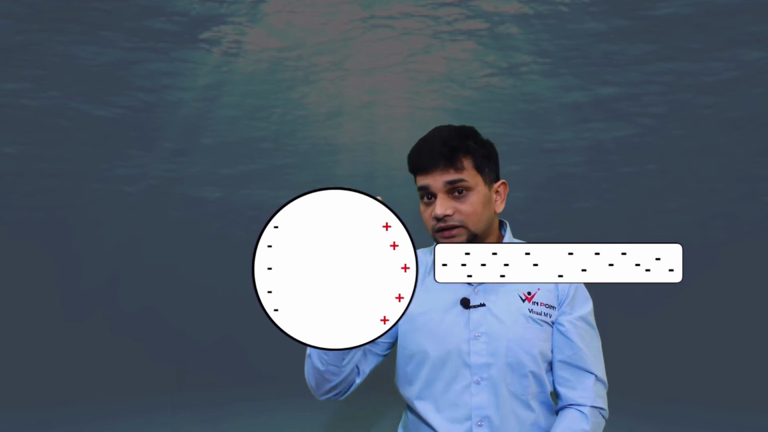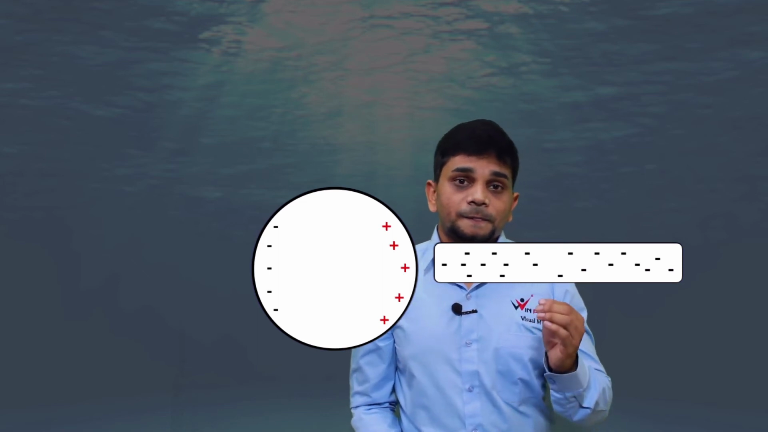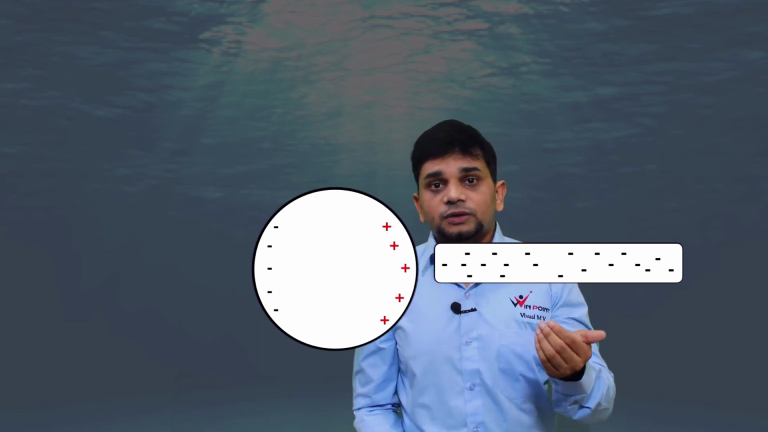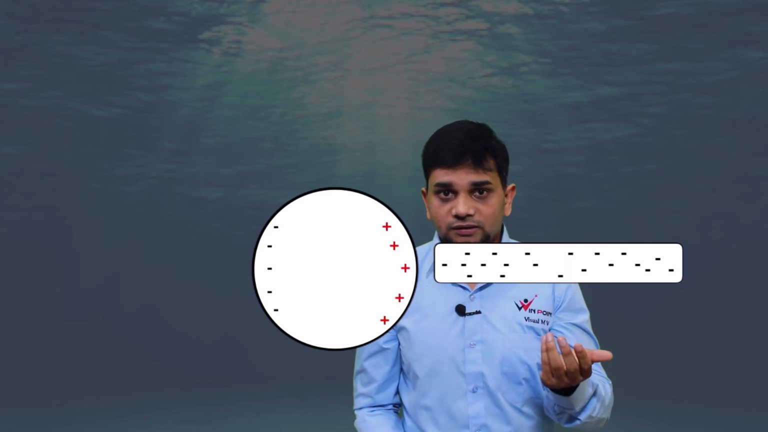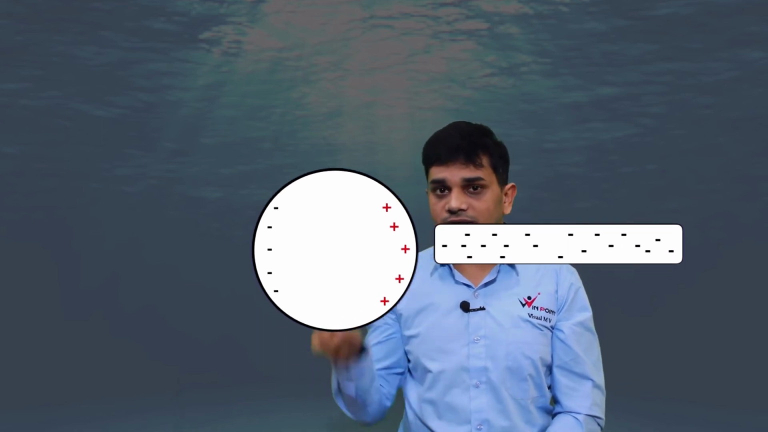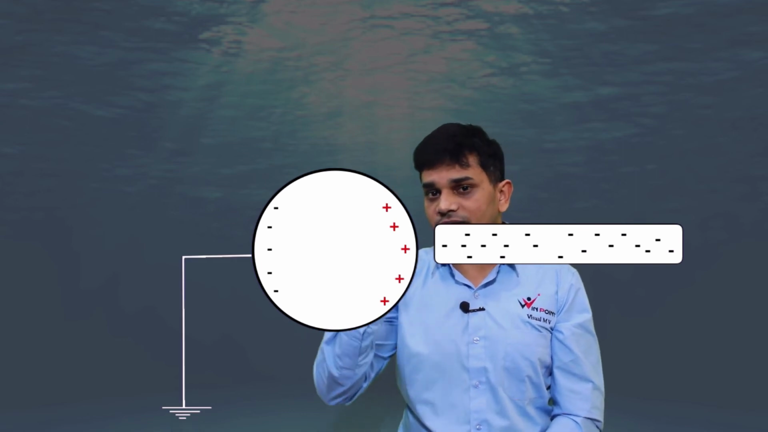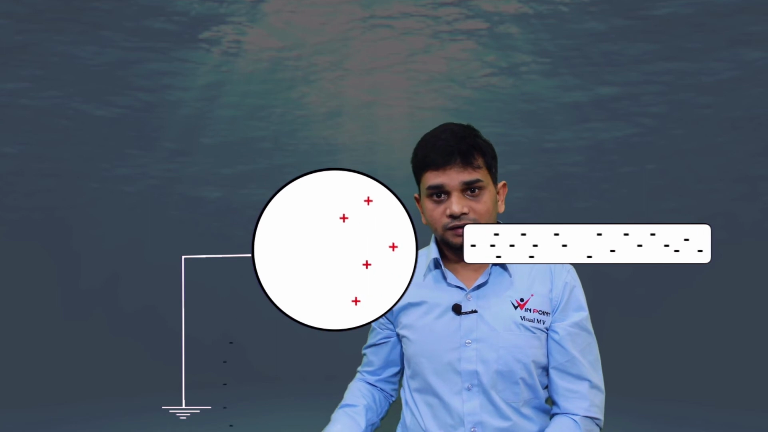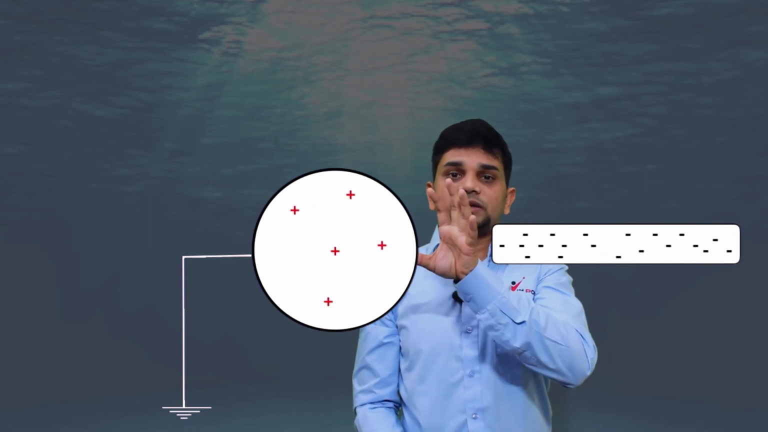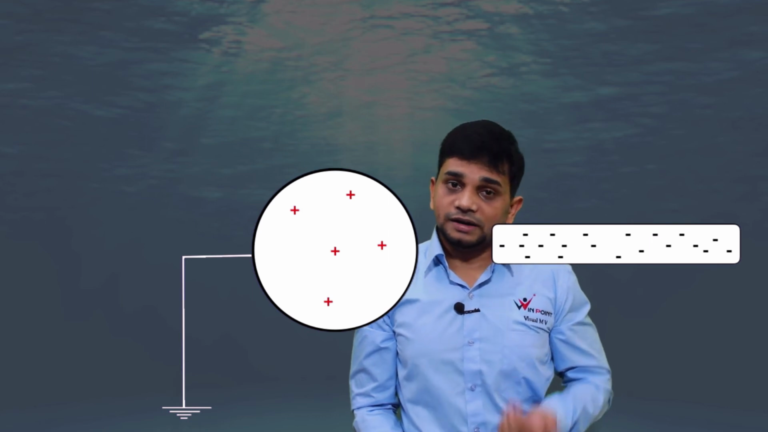After that, we are earthing it. What do you mean by earthing? Earthing means the flow of charge to the earth from the charged object. If we are connecting this object to the earth like this, what is going to happen? All the electrons, all the negative charge will flow to the earth. Right? Then it will be a positively charged object. This method is known as the process of induction.